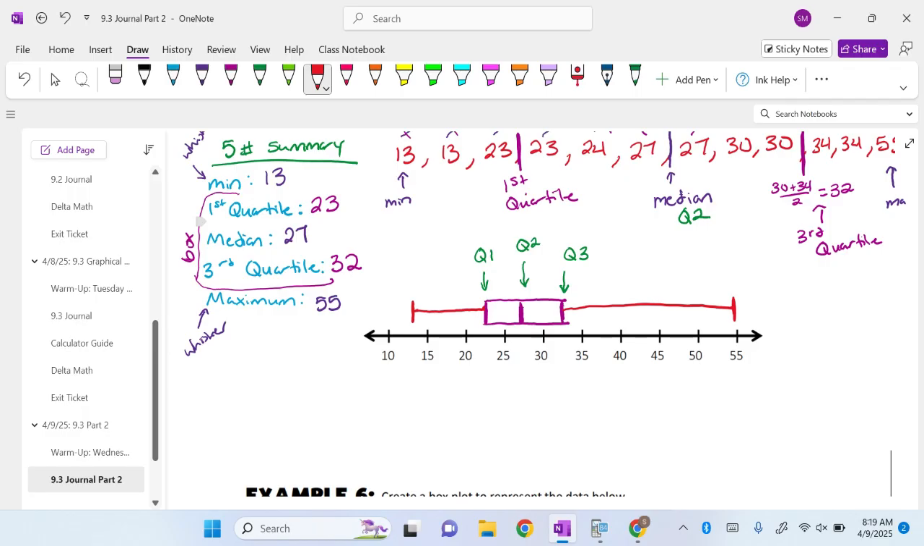So when we're looking at a box plot, what do we typically want to look for in a box plot? Does anyone remember what a box plot is used for?